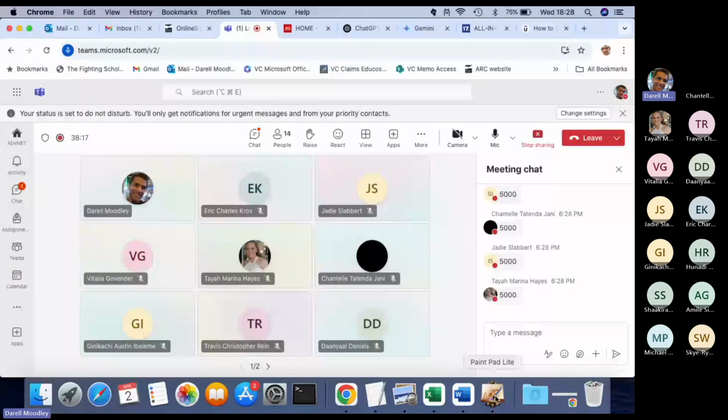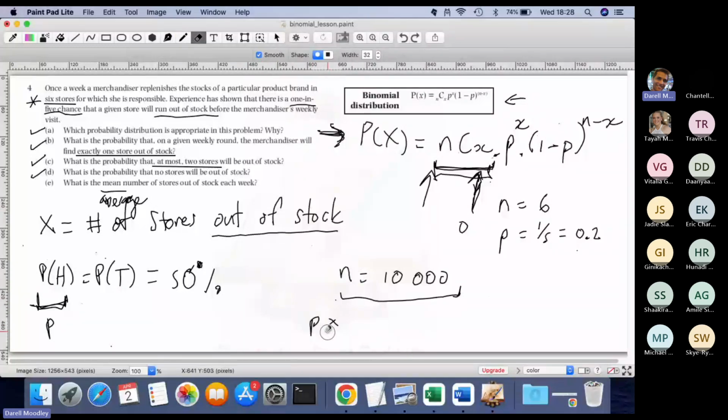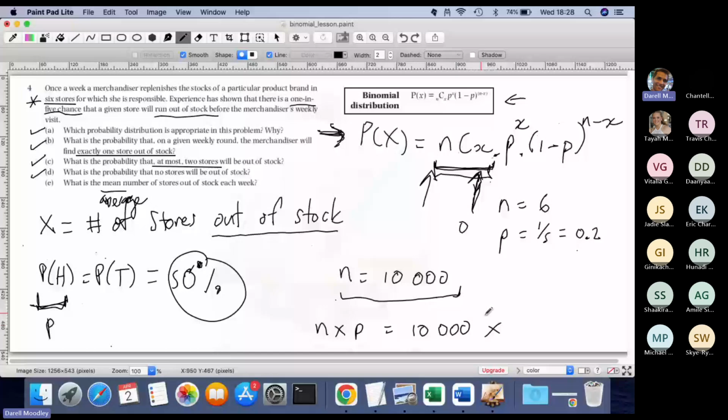Very good. Excellent. How you're getting that is you're taking this probability of a head, which we'll call P, and you multiply it by N. It's N times P. In other words, you're taking the 10,000 and multiplying it by this 50%. If you do that, you get your 5,000, which is what you put in the chat. So that's how you're getting that 5,000.